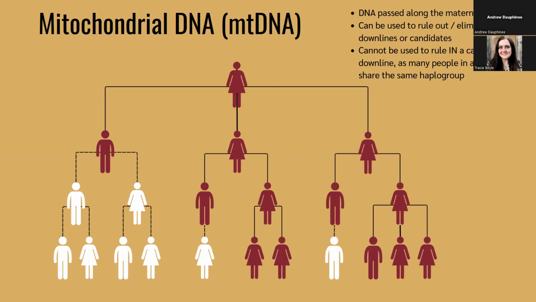Similarly, my brother would share the H2A2A haplogroup, but his children would not inherit that haplogroup. They would have the same haplogroup as their mother, not him. This aspect becomes significant in some IGG cases, as it can help in ruling out or eliminating downlines or potential candidates when examining large family groups. However, it cannot be used to definitively identify a potential candidate or downline, as many individuals may share the same haplogroup without being closely related.